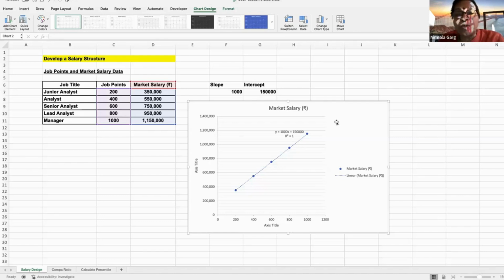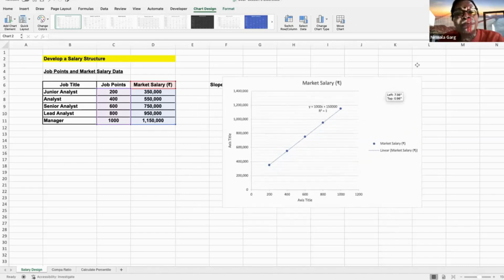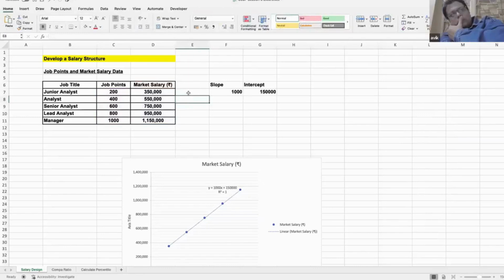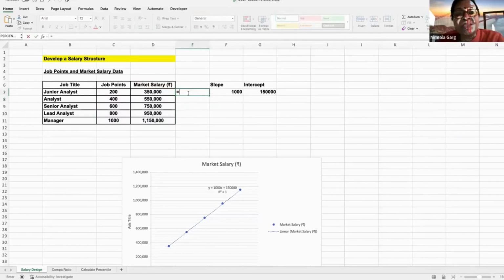Slope multiplied by point value plus intercept. The formula is given there also. What changes? Only the point value changes. The other things remain constant. AX plus B. What is job point?